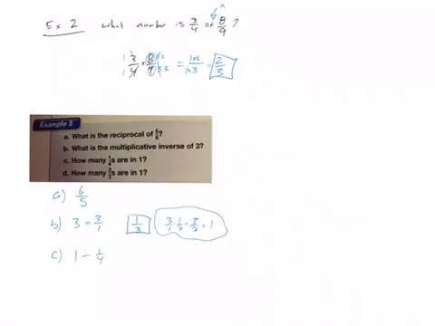1 divided by 1/4. Well, if you remember this from before, when you divide fractions, you flip the second one and multiply. So this would be the same thing as 1 times 4/1. It's going to be 4/1, which is just equal to 4. So there would be 4 1/4 in 1.